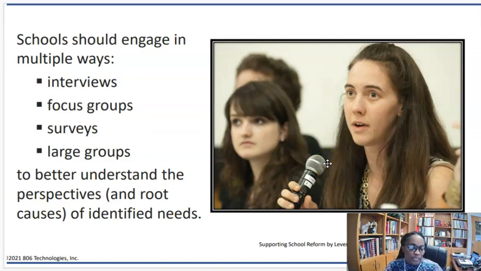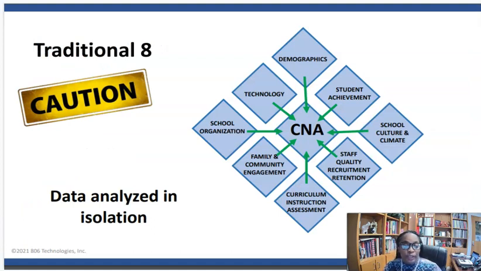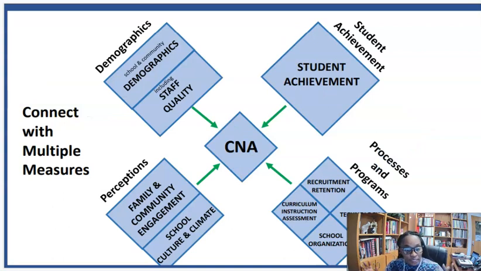Schools should engage in multiple ways: interviews, focus groups, surveys, large groups, to better understand the perspectives and root causes of identified needs. Traditionally with our campus needs assessment, we would all come together, split up into 8 groups, try to figure it out in one day, submit it in, and that's it. Having 8 is too many. So the district has narrowed it down to 4 key factors: demographics, student achievement, processes and programs, and perceptions. They have divided those 8 into those 4, and you'll see how it goes into effect there.